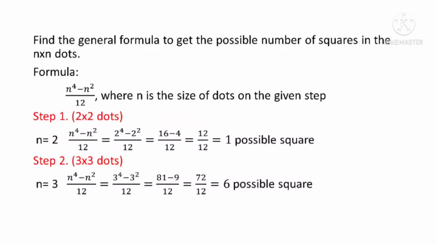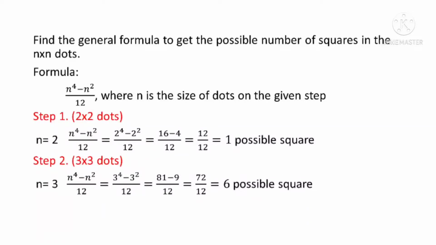So, sa step 1, 2 by 2 dots, yung n natin is 2. So, substitute lang natin yung given sa formula. 2 raised to 4 minus 2 squared over 12 is equal to 16 minus 4 over 12 is equal to 12 over 12 is equal to 1 possible square. So, totoo siya sa step 1.